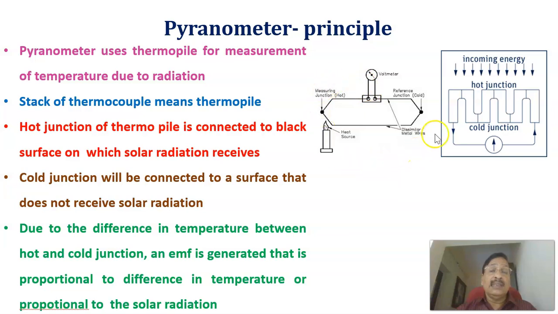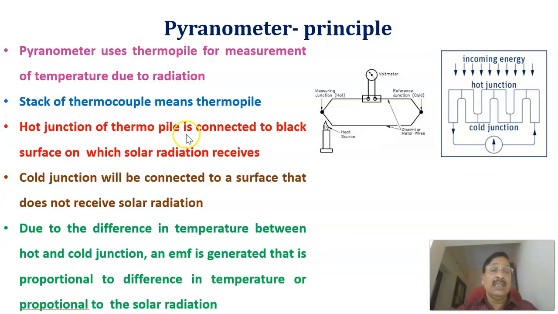The pyranometer's sensing detector is a thermocouple. There are two junctions of the thermocouple. This is a hot junction and this is a cold junction. The hot junction is heated by the solar radiation, and this is the reference junction. Therefore, a pyranometer uses a thermopile for measurement of temperature due to the radiation. Thermopile means a set of thermocouples joined together. We call a stack of thermocouples joined together a thermopile.